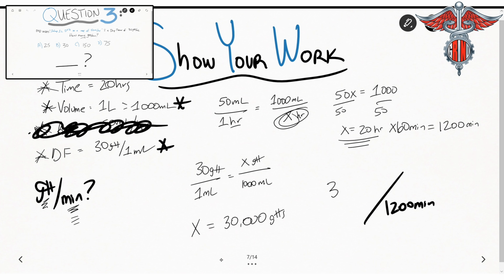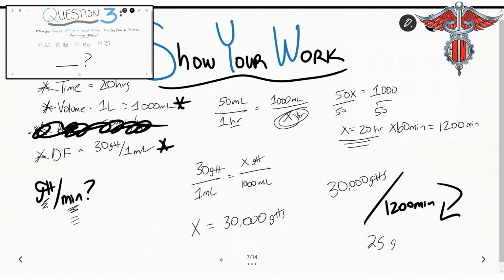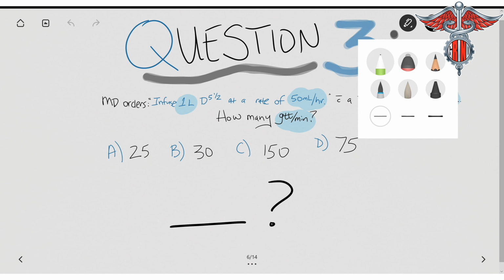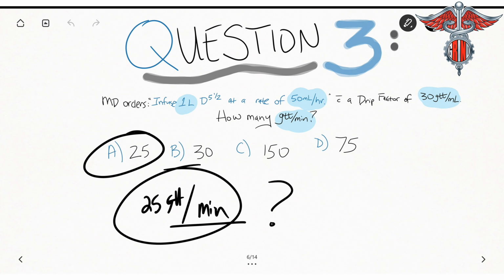So here we have 30,000 drops infused over 1,200 minutes. And whenever you do that math, what you're left with is 25 drops per 1 minute. And if we go back and look at our answer choices, sure enough, right there we have it as 25 drops per minute. So a little bit of a different presentation to that drop factor style of question.